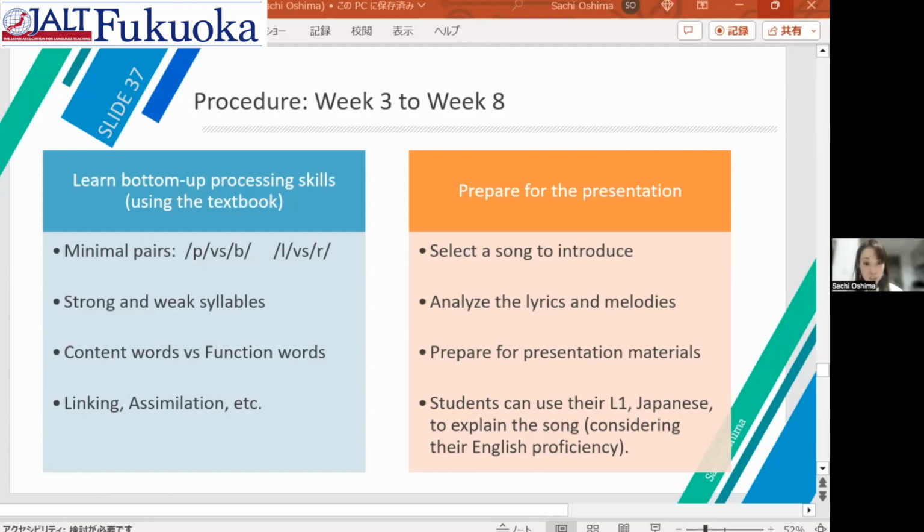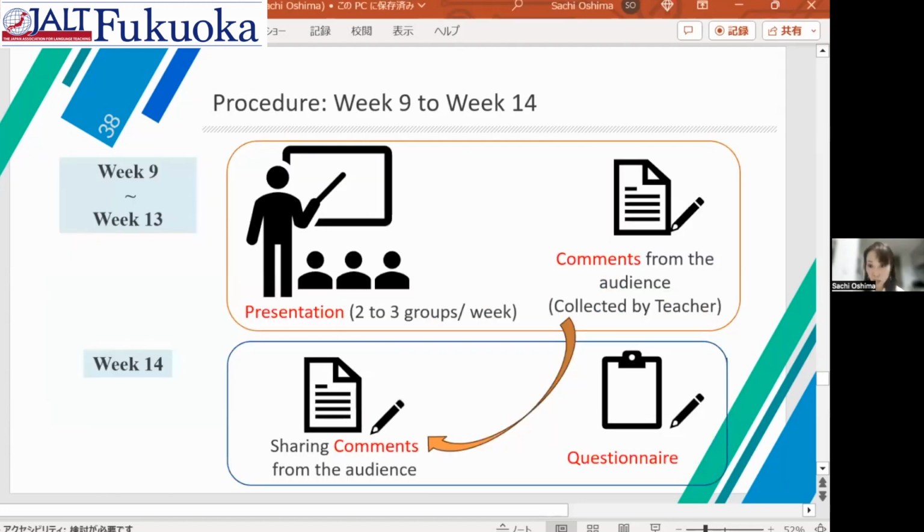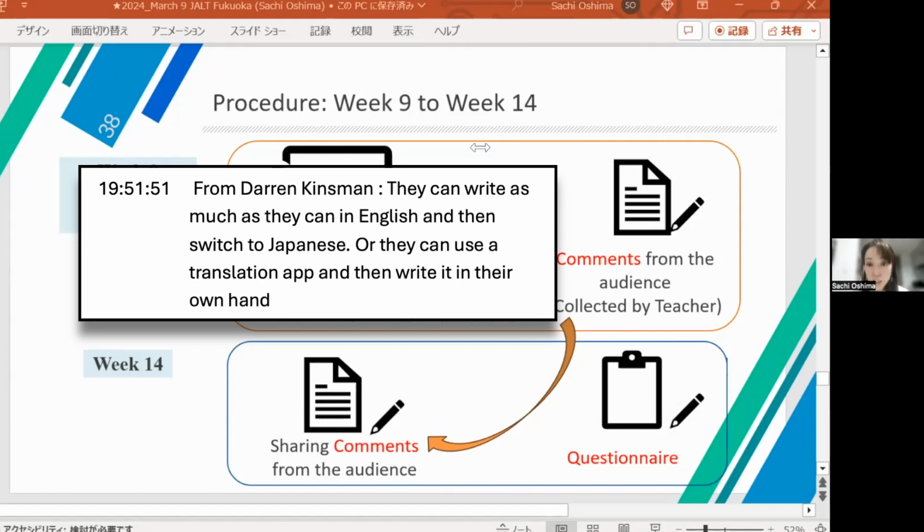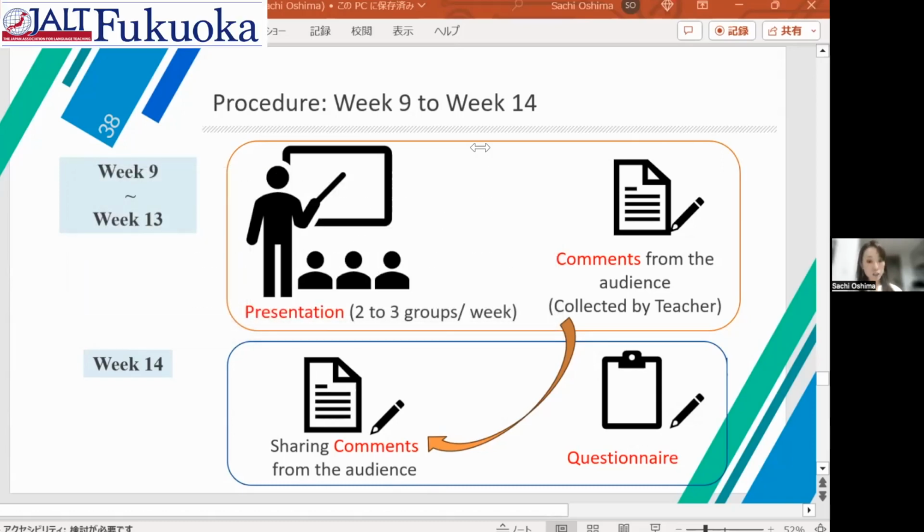Now there are many great comments in the chat. Here is a comment from the audience. I allow my students to write in Japanese, but I got a great comment. First is to give that choice, whether you write English or Japanese. Another comment is that they can write as much as they can in English and then switch to Japanese. Or they can use a translation application and then write it in their own hand. Oh yeah, now they have translation applications. Thank you very much.